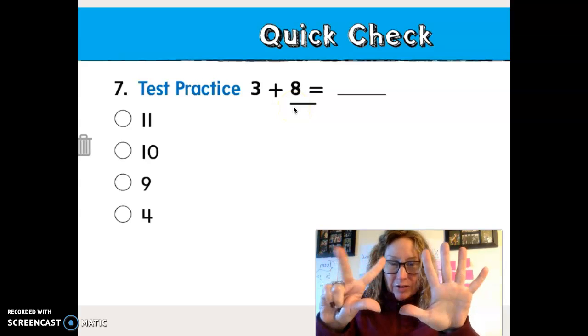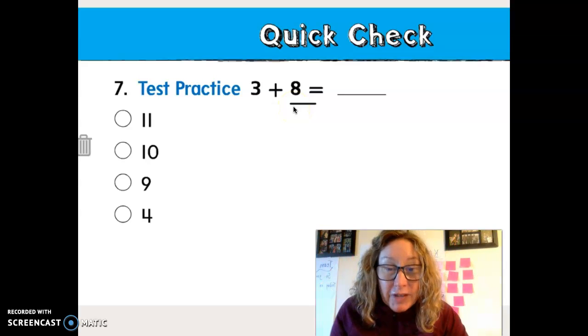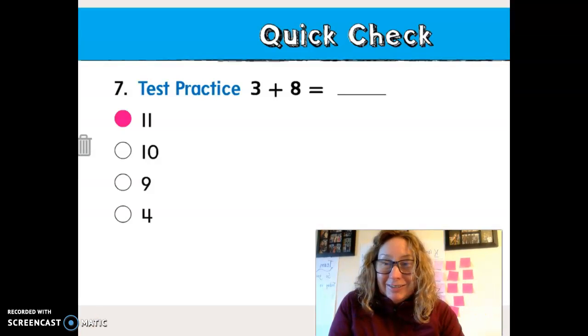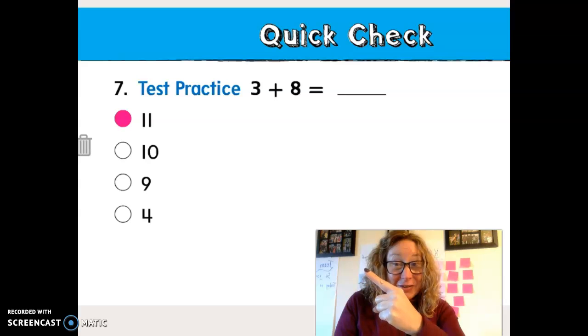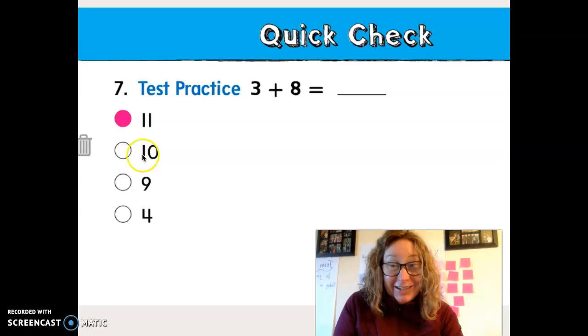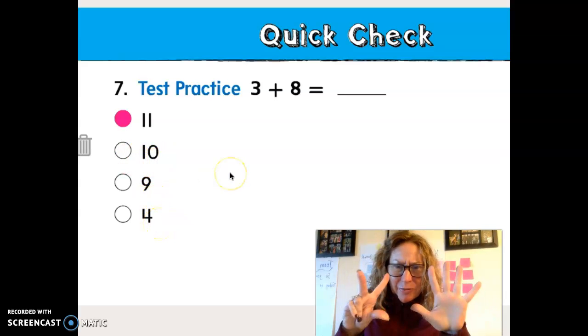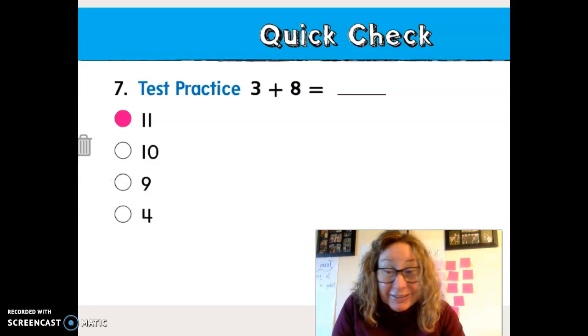Here I have 8 fingers. And let's use that strategy of counting on. So we're going to count on and add 3 more. Okay, what would the sum be? Yes, there it is. Did you get that? Yep, it's not 10, it's not 9, and it's not 4. We already started with 8. 11.